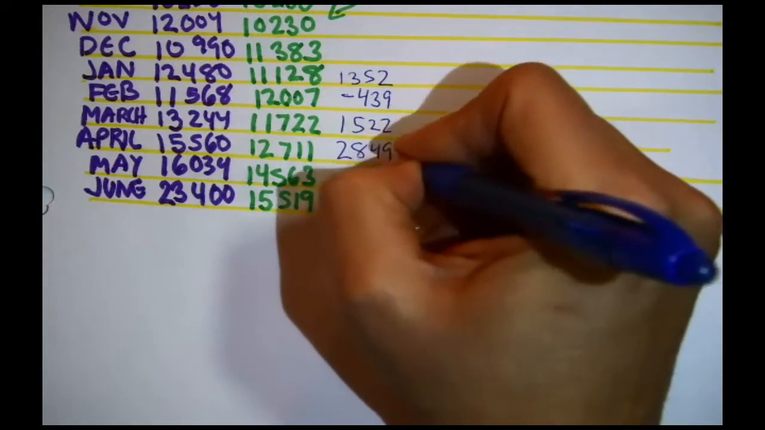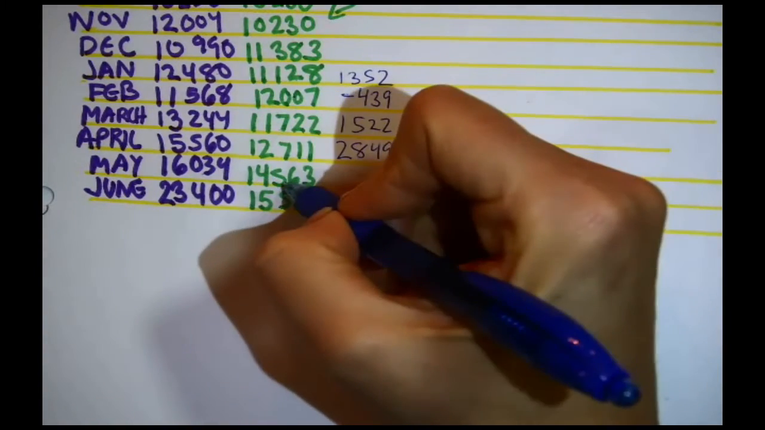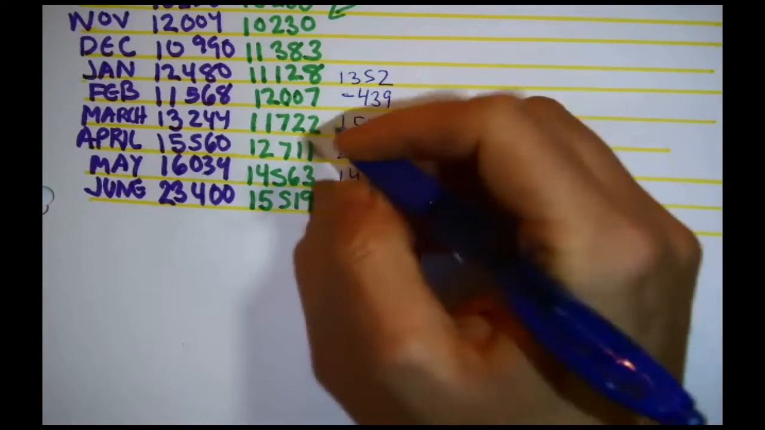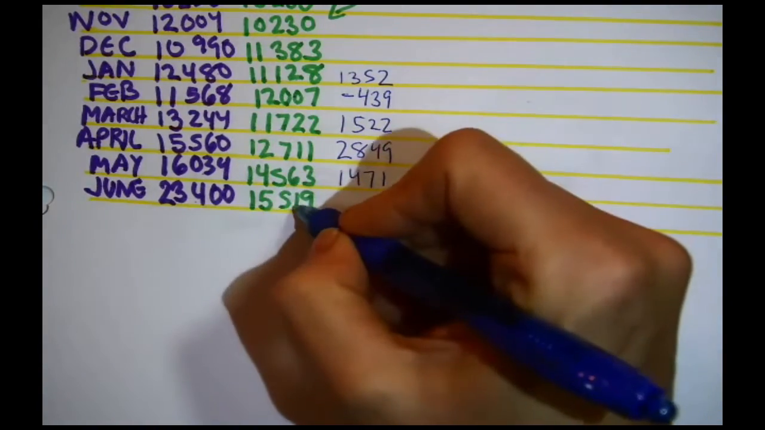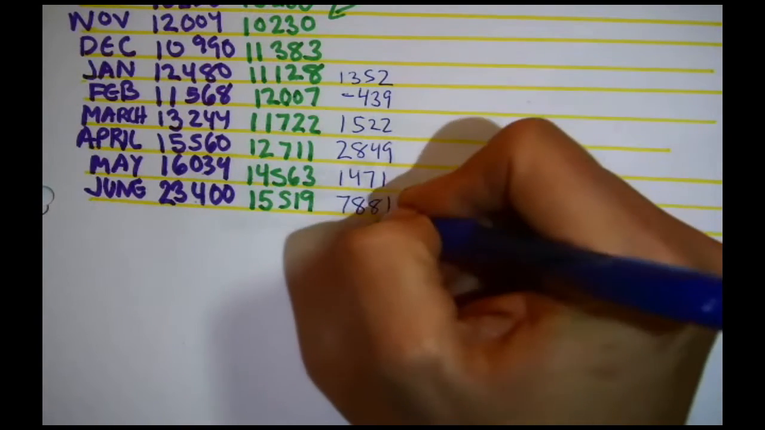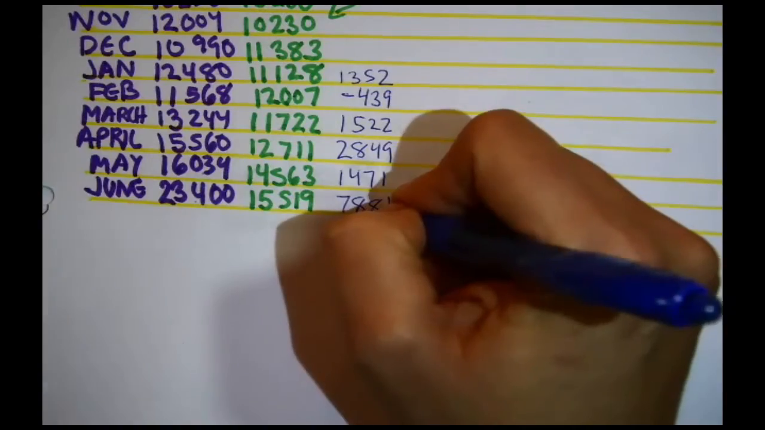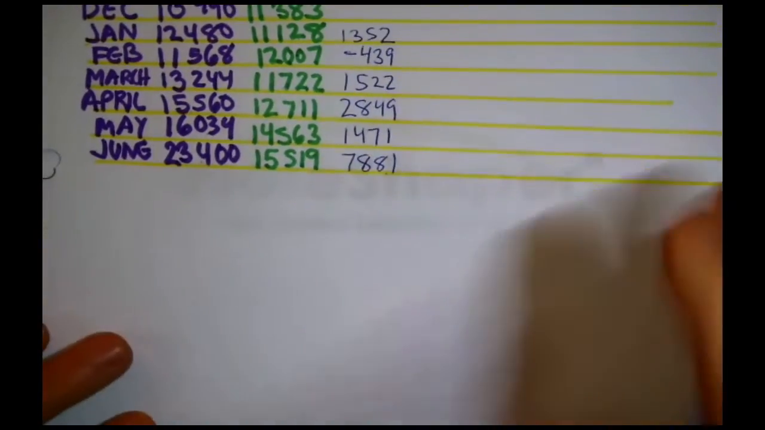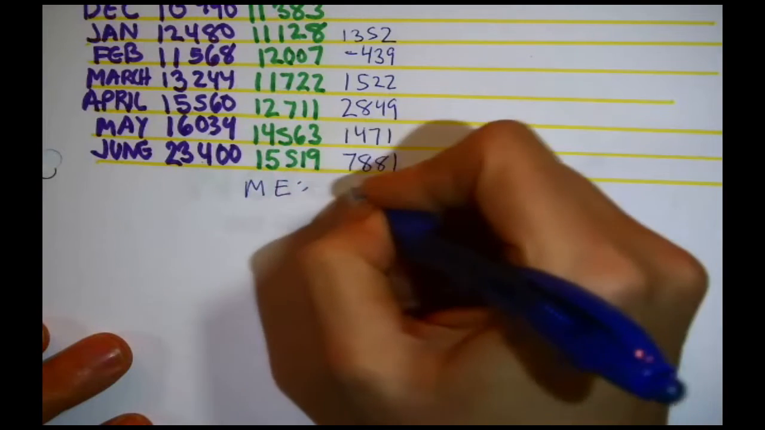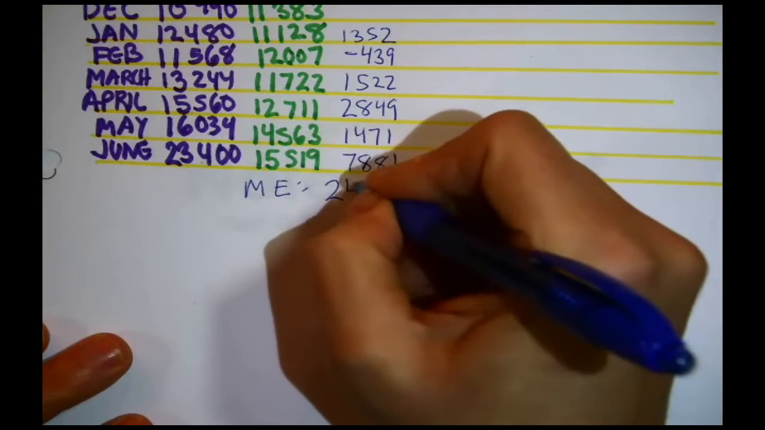In May, actual minus forecast, an error of 1,471. And then June, actual minus forecast, an error of 7,881. Okay, so we still have this great big error in June. All right, so that's the error. We could calculate at this point the mean error, right? I average these numbers together.